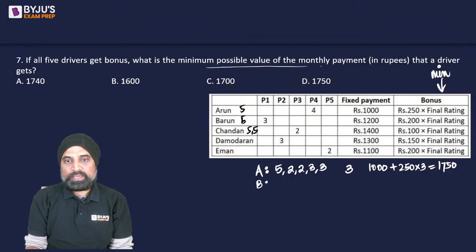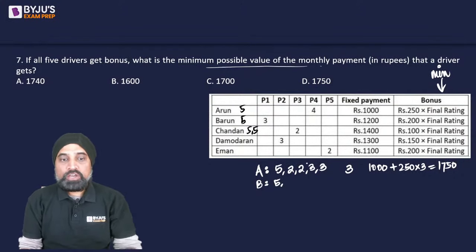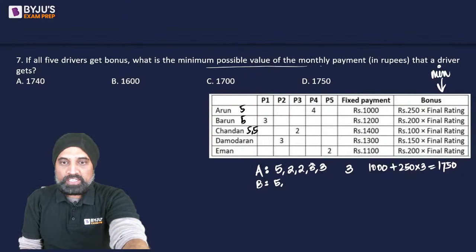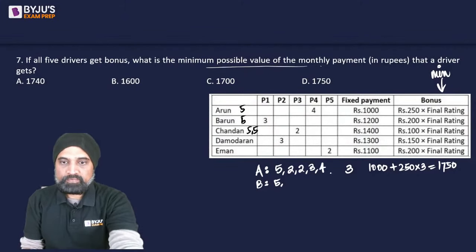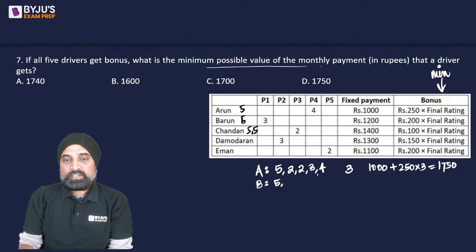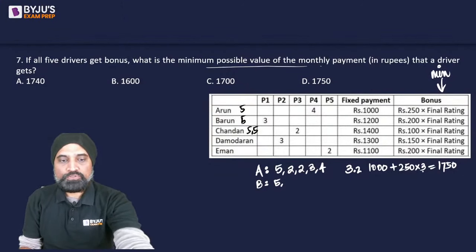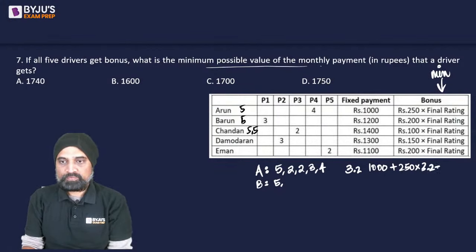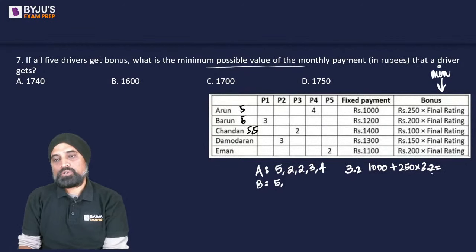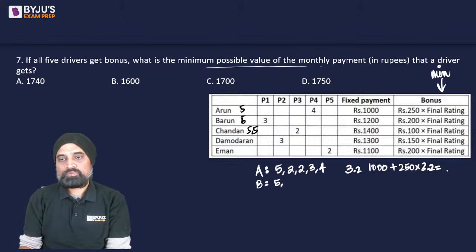Okay, if we talk about B, B gets a 5 for sure. Oh, sorry. He also gets a 4, no? A 4 is already here. So this one will give us 16 by 5, which is 3.2. So 250 into 3.2. So this is going to give us 800.